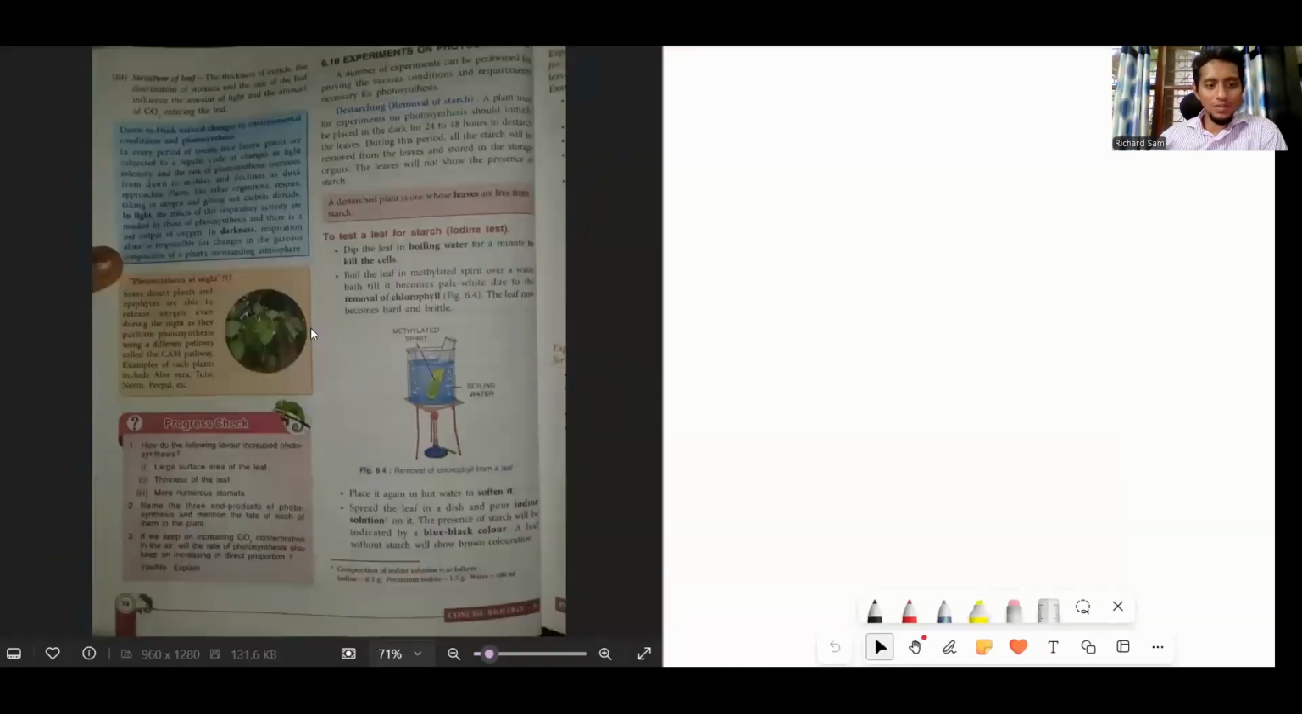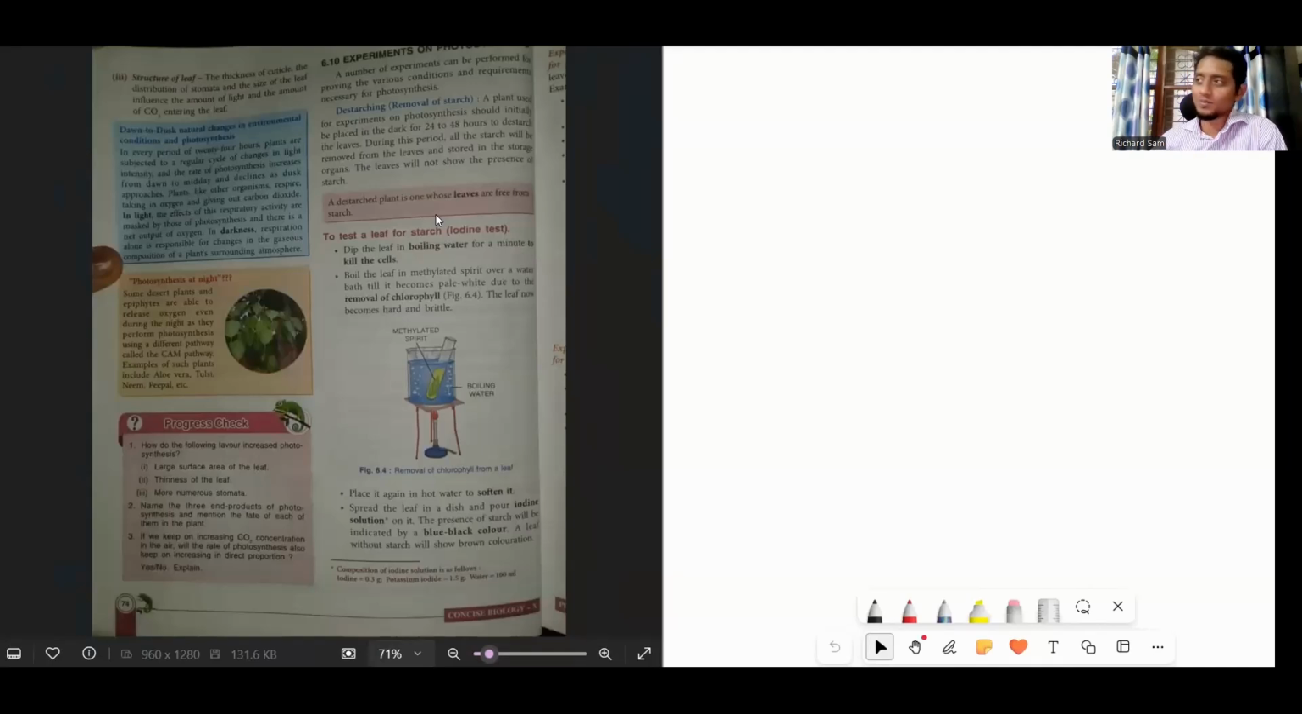Okay, so in the last class, we saw two experiments. Before doing any of the experiments, what we always do is we destarch the leaf. How do we destarch the leaf? Okay, see, if you boil it, you kill the leaf. Iodine is to test for the presence of starch. How do you destarch a leaf?